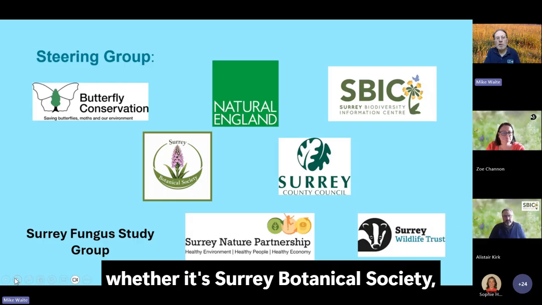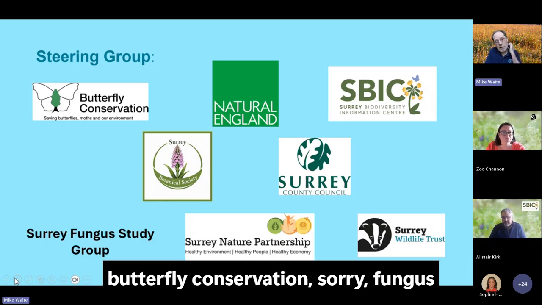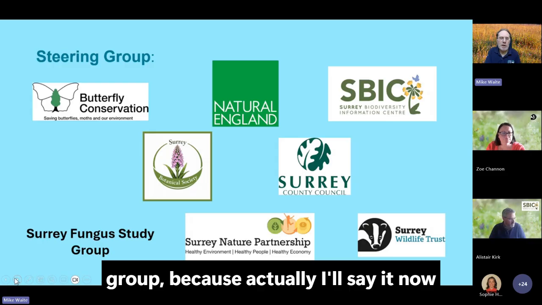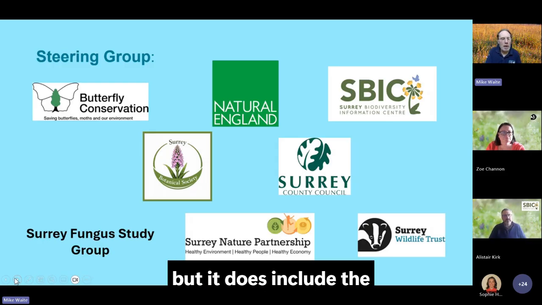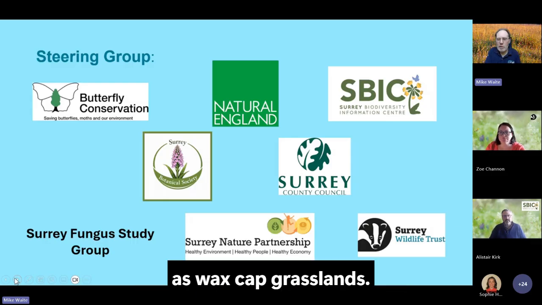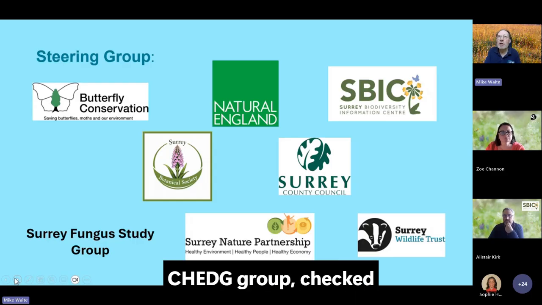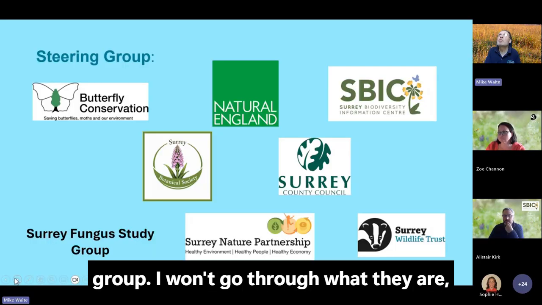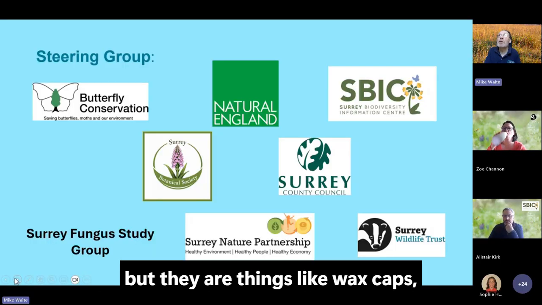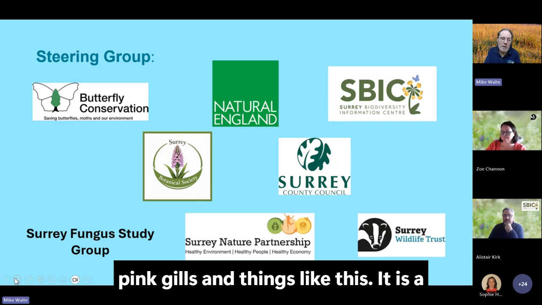Key were the Surrey Botanical Society, clearly, and Butterfly Conservation, Surrey Fungus Group, because actually I'll say it now because I'm not sure it comes up again, but it does include the grasslands that are sometimes referred to as wax-cap grasslands. So undisturbed old grassland that supports fungi from the CHEG group. I won't go through what they are, but they are things like wax caps and earth tongues and pink gills and things like this.